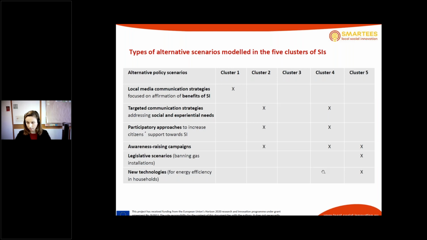This table shows the main alternative scenarios that were modeled in the 5 clusters of social innovations. As you can see, for example, local media communication strategies focused on the affirmation of the benefits of the social innovation were addressed in cluster 1. Targeted communication strategies addressing social and experiential needs were addressed in clusters 2 and 4. Participatory approaches to increase citizen support was an alternative scenario implemented in several cases. Also, awareness-raising campaigns, legislative scenarios, and new technologies. As you can see, in the SMARTEES project we developed plenty of examples of what alternative scenarios could be implemented in the different cases. Next slide, please.